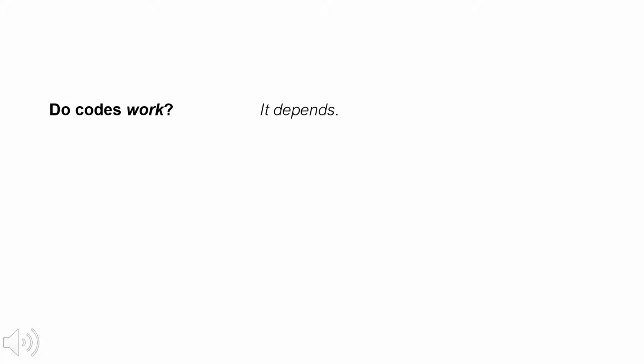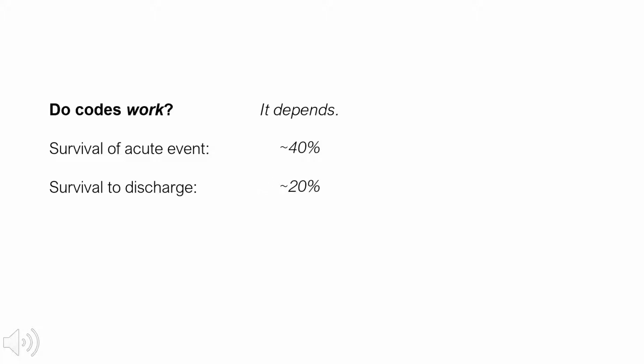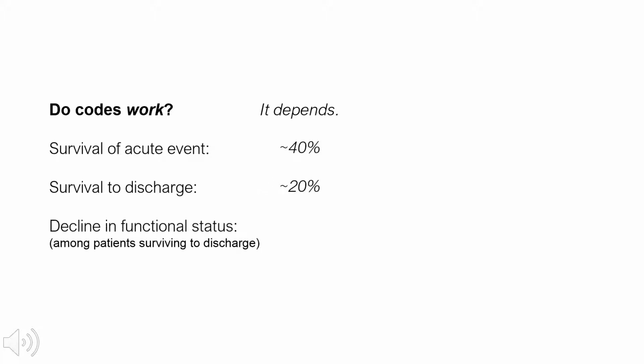To frame your patient's expectations accurately, they should understand the rates of survival and the functional outcomes following a code. In patients who have a cardiopulmonary arrest during a hospitalization, the chance of surviving the attempt, meaning achieving a restoration of the patient's heartbeat, is about 40%. Of those patients, the rate of survival to discharge is about half, or 20%. And among those 20% of patients who leave the hospital, about 20 to 40% have a significant decline in their functional status.